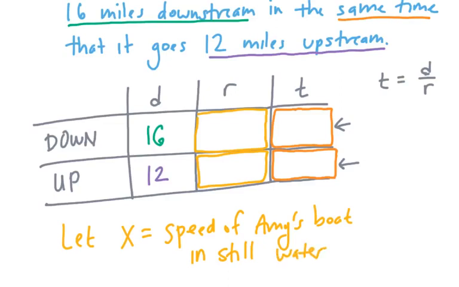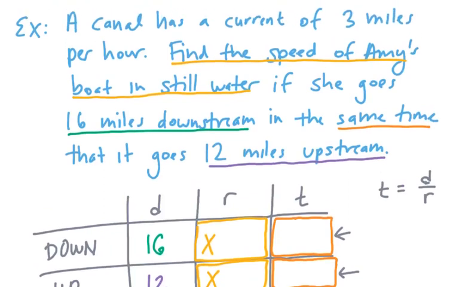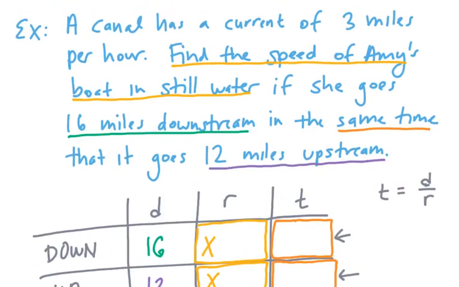Okay, so I know both of these rates will involve Amy's boat, but now I need to play around with what we know about the current. So the current is 3 miles per hour.